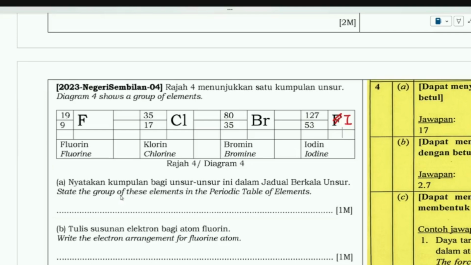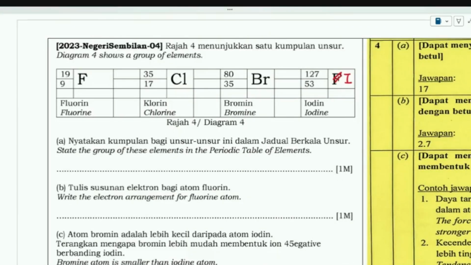Okay, we try this question. State the group of these elements in the periodic table. So this is group 17, right? Okay, group 17. Electron arrangement for chlorine. Chlorine is here, right? So it's 2.8.7.